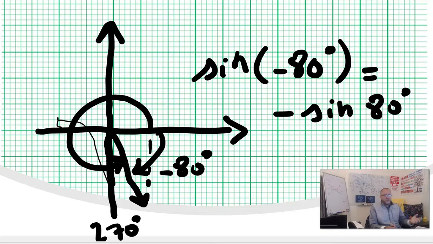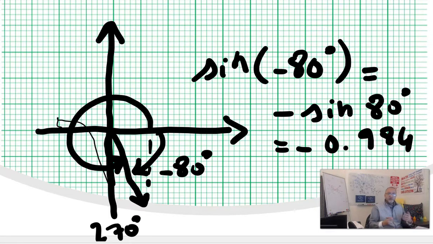Does anyone know what sine of 80 degrees is? I've been doing it for a while. I know it. Sine of 90 degrees is 1, and the sine of 80 degrees is very close to it. It's going to equal minus 0.984. Now, if you don't know that, what can you actually do in a situation like that?